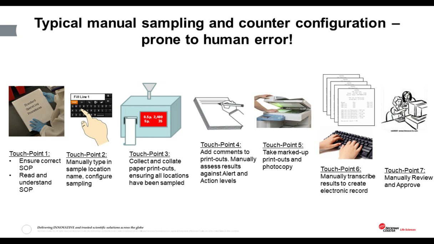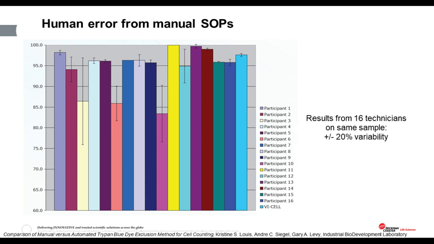Now, as you can see, this is a very manual process, and with thousands of samples, pieces of paper, and manual data transcriptions every month, the opportunity for human error to creep in and impact the integrity of the data or the accuracy of the data is very high indeed.